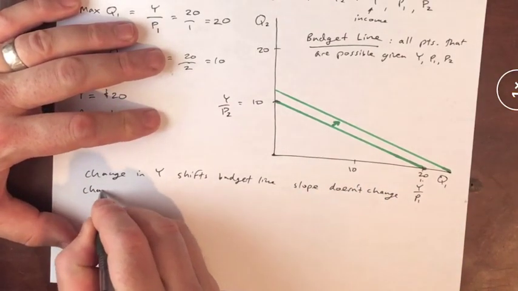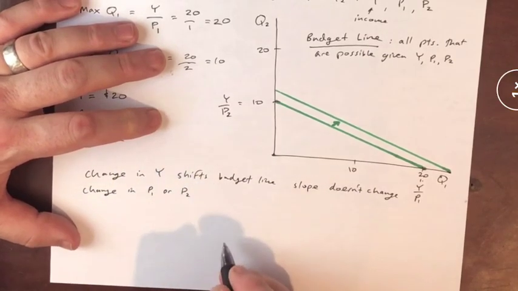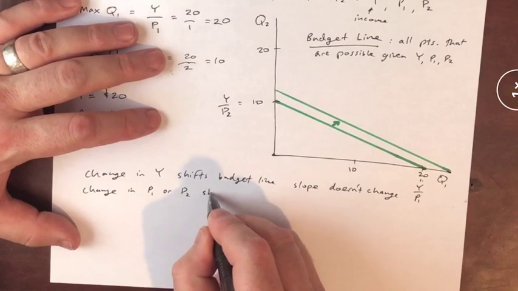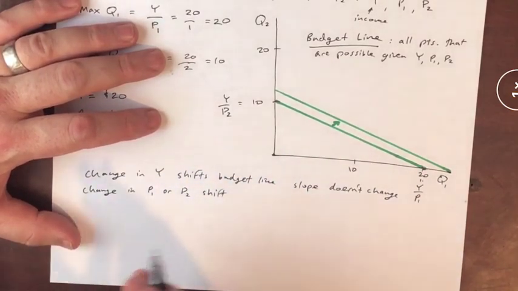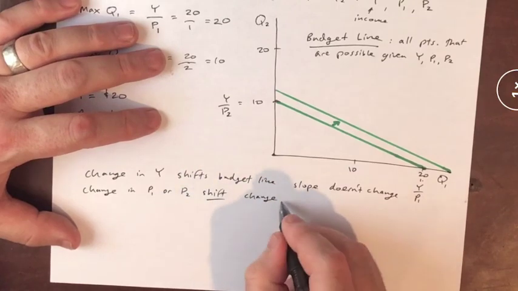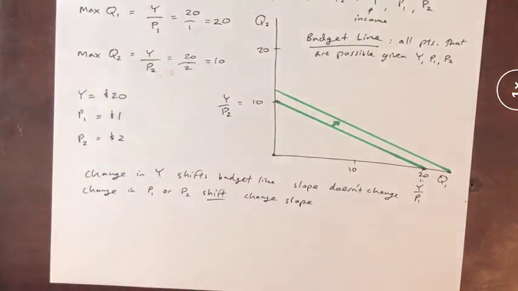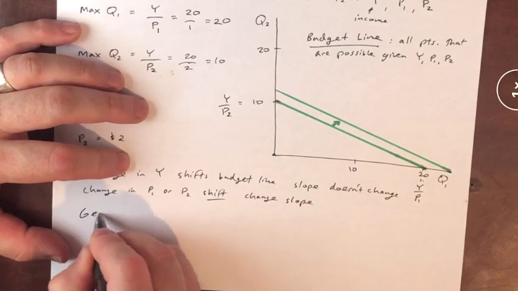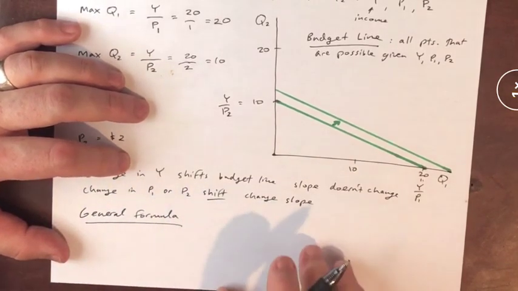Okay, so a change in the price of good 1 or the price of good 2, that is going to shift the budget line as well. But unless they both change in exactly the same relative amount, it will also change the slope. Okay, so it'll do two things. It'll shift it, and it could also change the slope. All right, so in order to understand this, we have to look at the formula for the budget line. Okay, the budget line has a general formula.